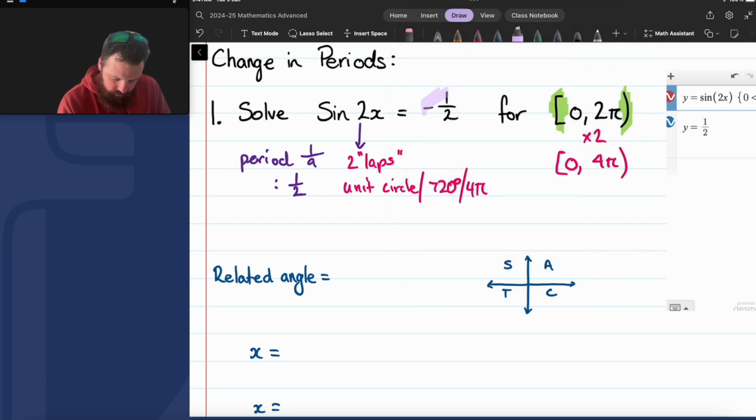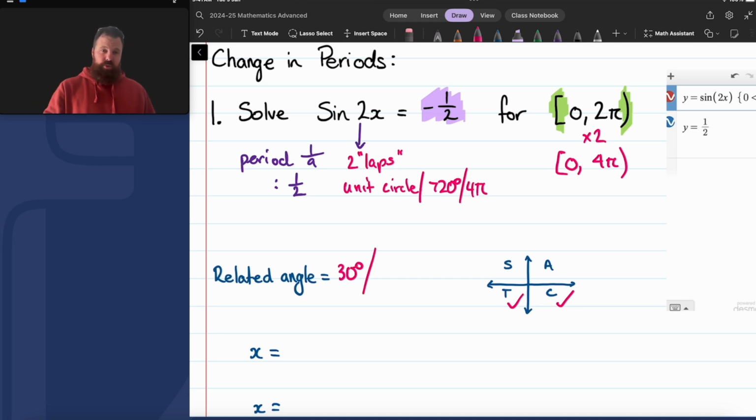We know that that's negative half. So because it's negative half, that should trigger a couple of thoughts for us. We know our solutions are in the third and the fourth quadrant because that's where sine is negative. What do we know about sine of half? Go back to our reference sheet. Go back to our exact ratio triangles. What do we notice? Sine of a half is 30 degrees.